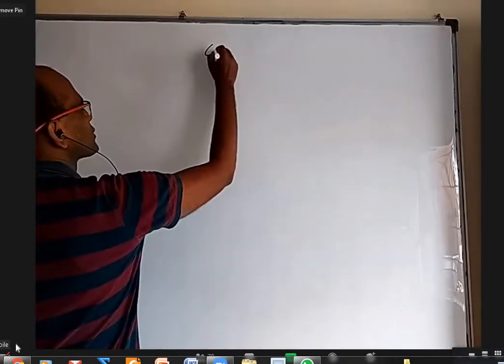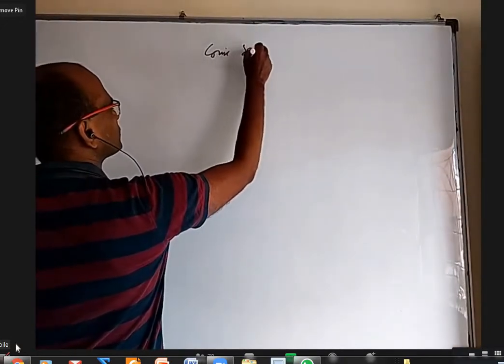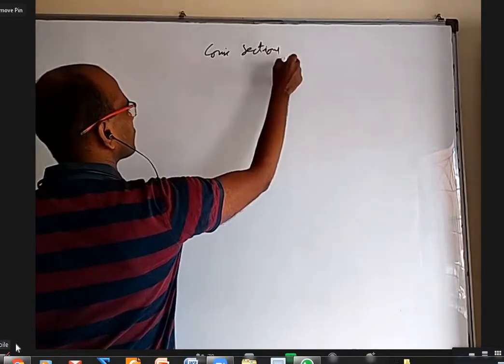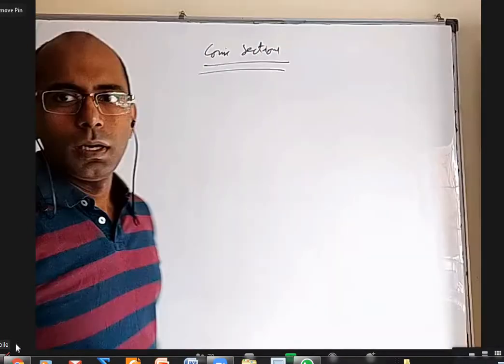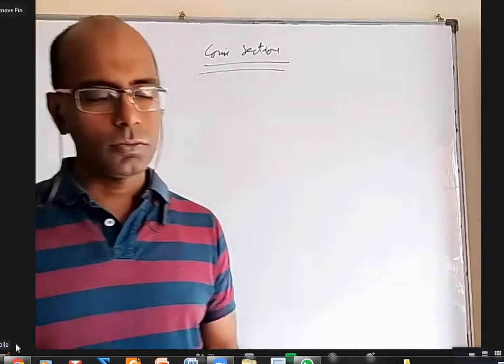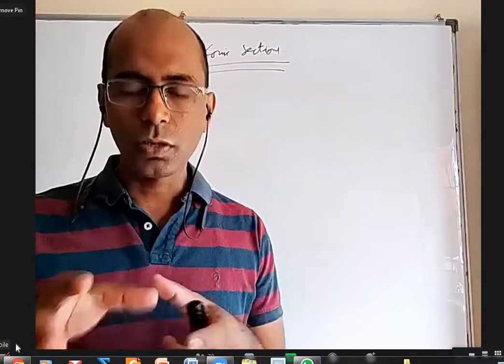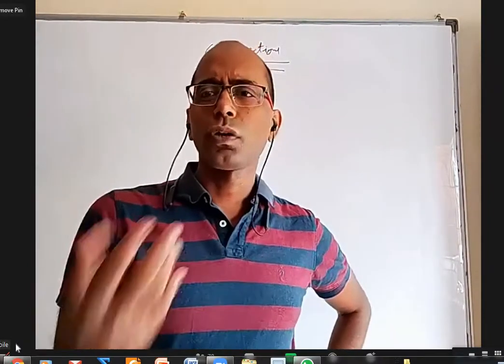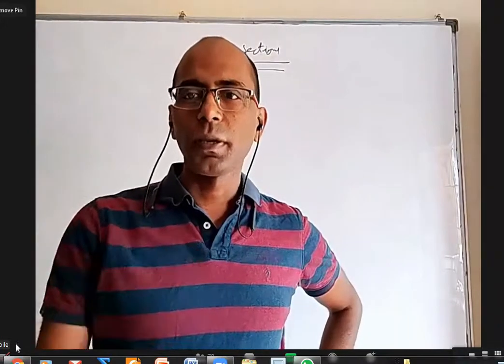Okay, conic sections. This circle, sorry, parabola, ellipse, and hyperbola, these are called conic sections. If you want, you can call circle also as a conic section and even pair of straight lines.